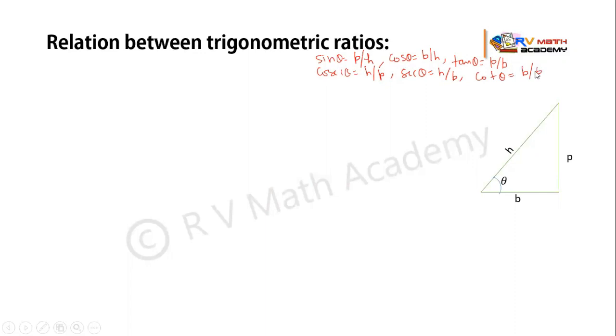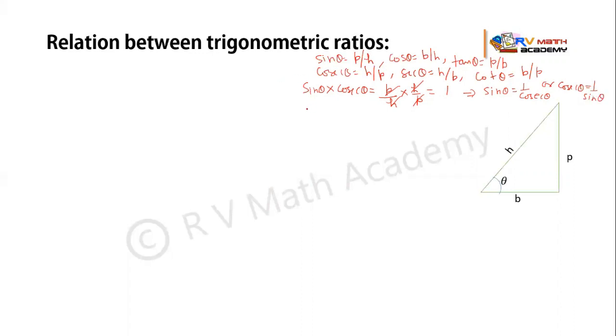Now we have to just develop the relationship between these trigonometric ratios. If I just multiply sine theta and cosec theta, we will get P upon H into H upon P, and on simplification we will get sine theta into cosec theta is equal to 1. It shows that sine theta and cosec theta are reciprocal of each other. So we can write sine theta is equal to 1 upon cosec theta, or you can write cosec theta is equal to 1 upon sine theta.